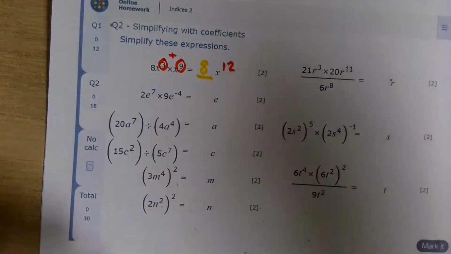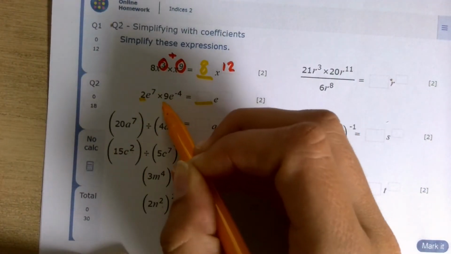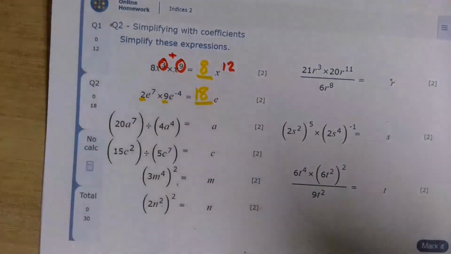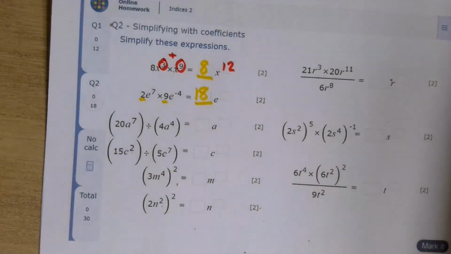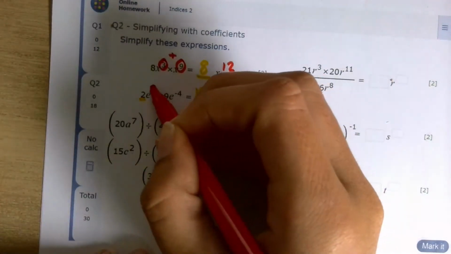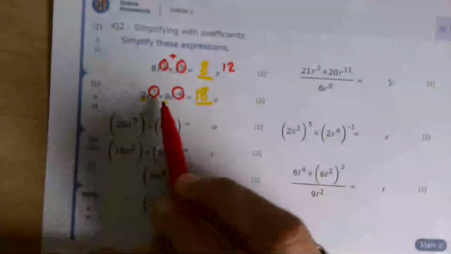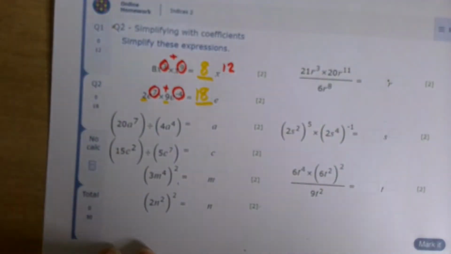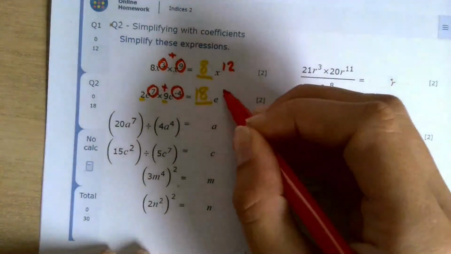Okay, so here, integers, or coefficients, we've got 2 and we've got 9. 2 times 9 is 18. We multiply the coefficients because we are multiplying. E is already there for us. Now let's have a look at the powers. We've got 7, and here we've got -4. So it's still the same, we're multiplying, so we add the powers. 7 add -4. Well, that's the same as 7 take away 4, which is 3.